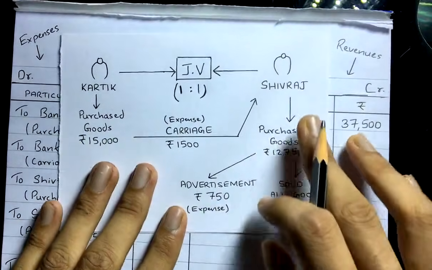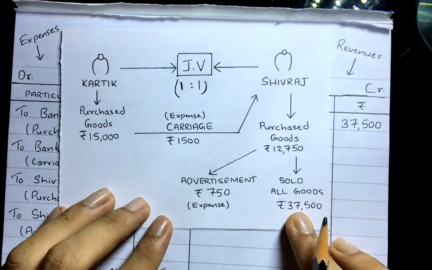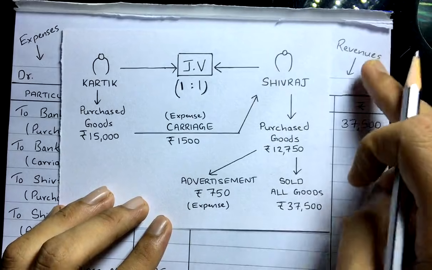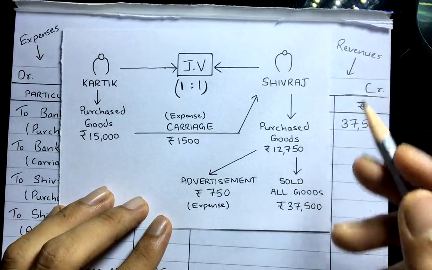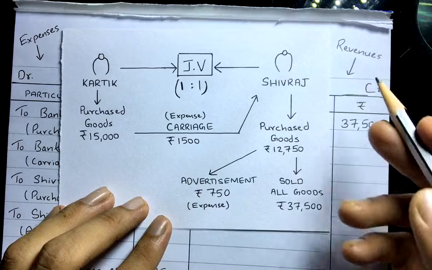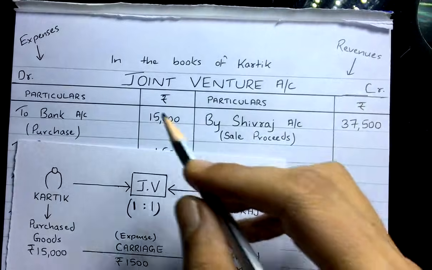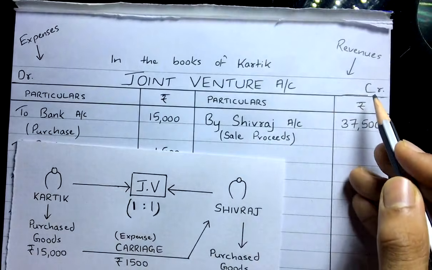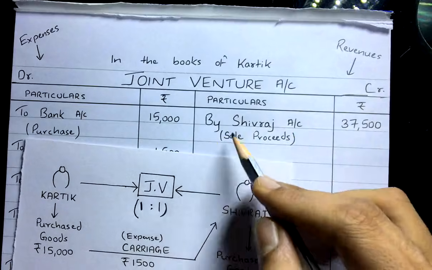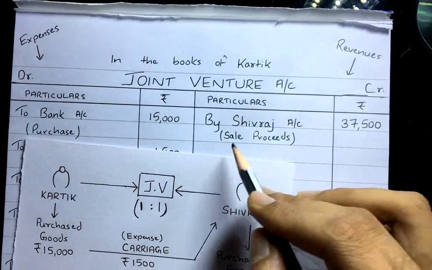Now in the question here you can see Shivraj at last sold all the goods for rupees 37,500. Now tell me, what is sales? Sales is revenue, isn't it? Sales is income. When you do sales, you get cash, you get money, right? So whenever income increases, whenever revenue increases, you have to credit the joint venture. Why did revenue increase? Because Shivraj sold the goods. So by Shivraj account 37,500. In bracket you can write sales.